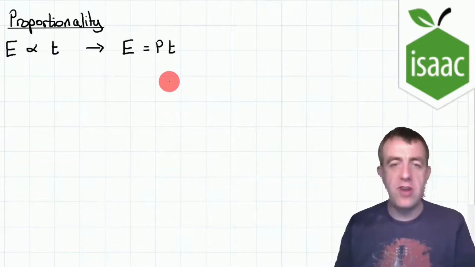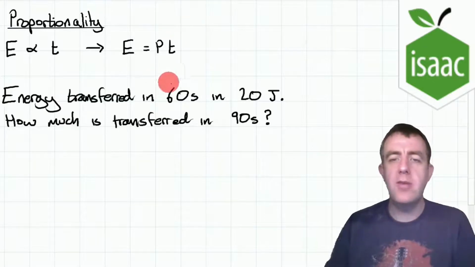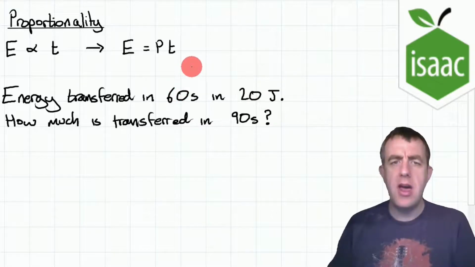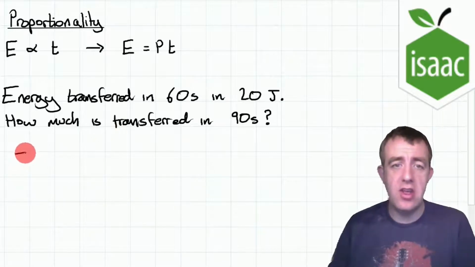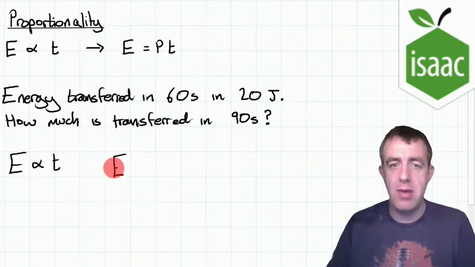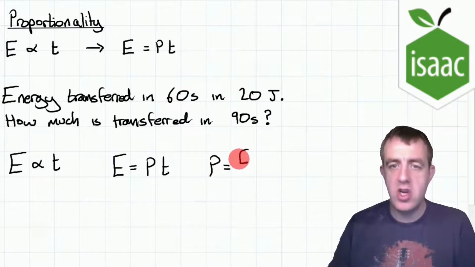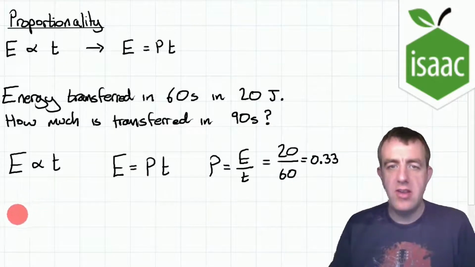So how do we use proportionality? Well, let's just take this last example of energy being proportional to time. Let's suppose we have some appliance that transfers 20 joules of energy in 60 seconds. And let's imagine that we want to know how much energy is transferred in 90 seconds. Well, what we can say is that energy is proportional to time, and therefore the constant of proportionality in this case is power. We can calculate the power from the first example, which will be the energy transfer divided by the time, 20 joules divided by 60 seconds, which is about a third of a joule per second. And then we can use this in the second case.